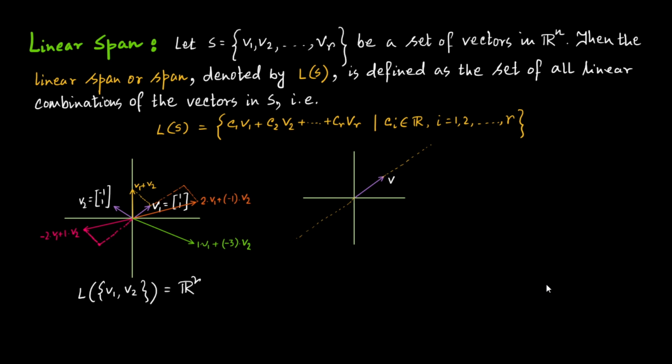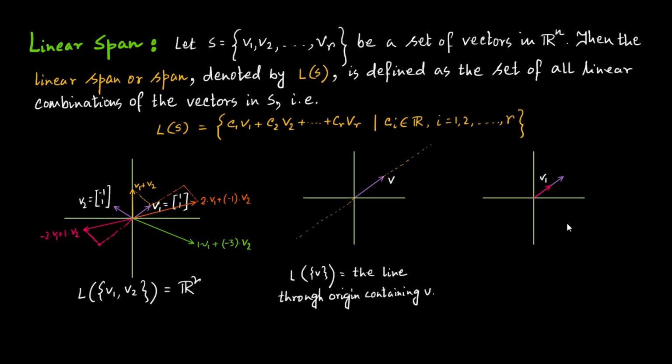That means for this particular one vector v in R2, the linear span, I can write, of this vector, or the set consisting of a single vector v, or a singleton set, will be the line through origin containing v. Now, if we consider this one, that is, my two vectors v1 and v2 are lying on the same line, that means they are coinciding. Then can you understand what will be the linear span of these two vectors v1 and v2? Absolutely correct. That will be nothing but the line passing through origin and containing these two vectors.